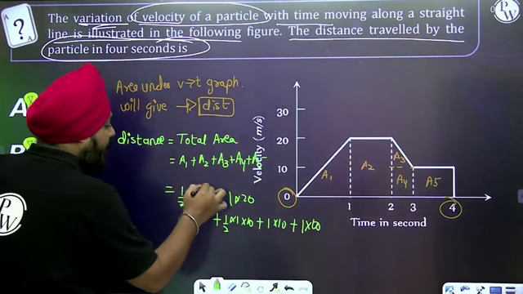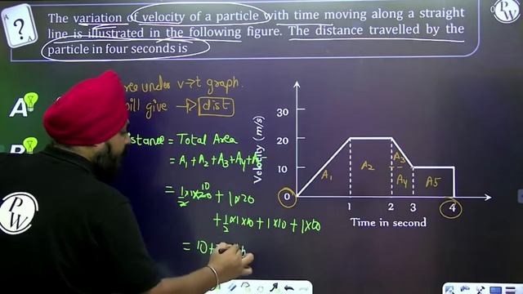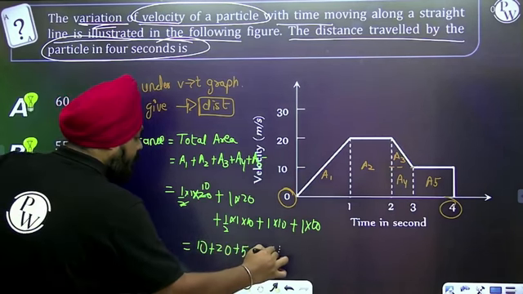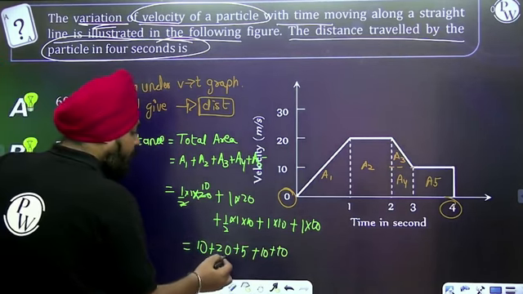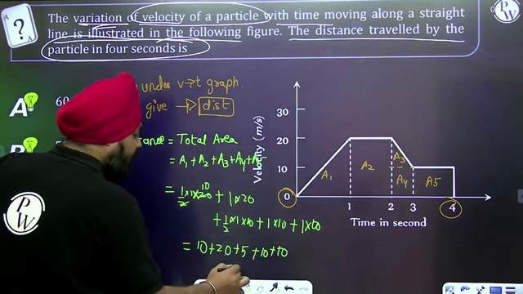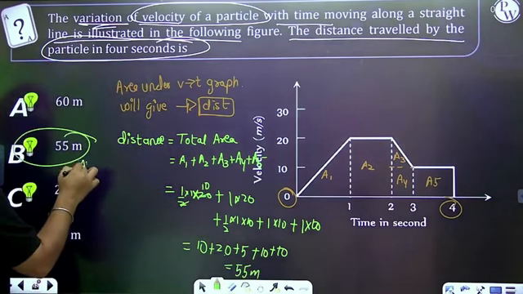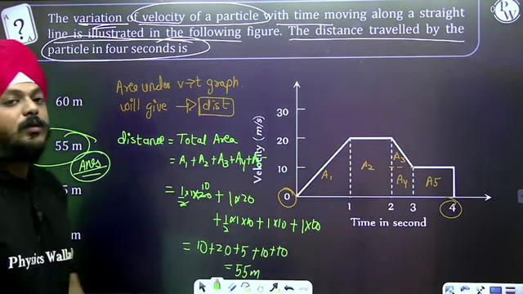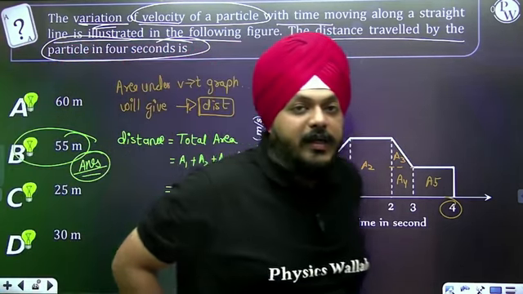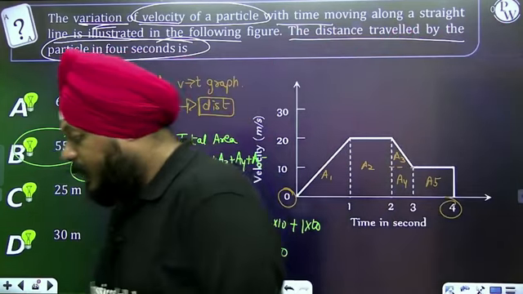So this is going to be 10 plus 20 plus 5 plus 10 plus 10, which is 20, 50, 55 meter. The total distance traveled is 55 meter, and B is the perfect answer for this specific question. Yes or no?